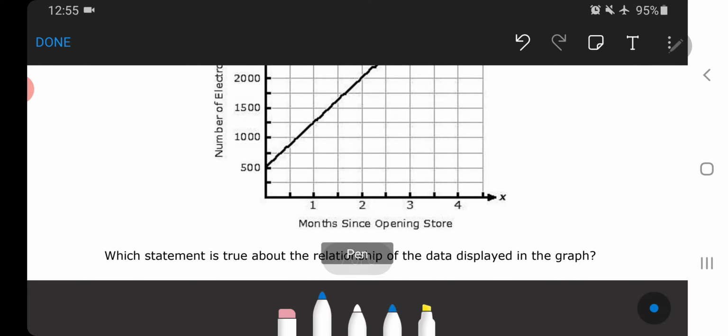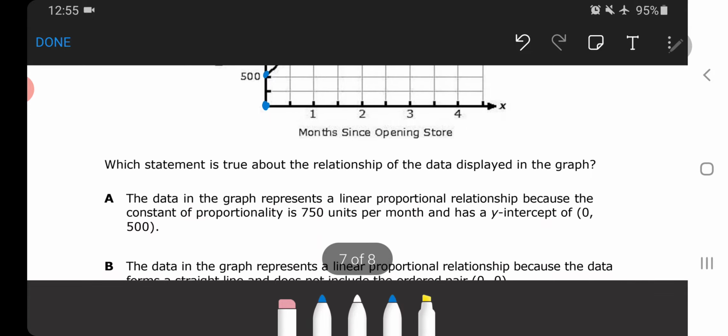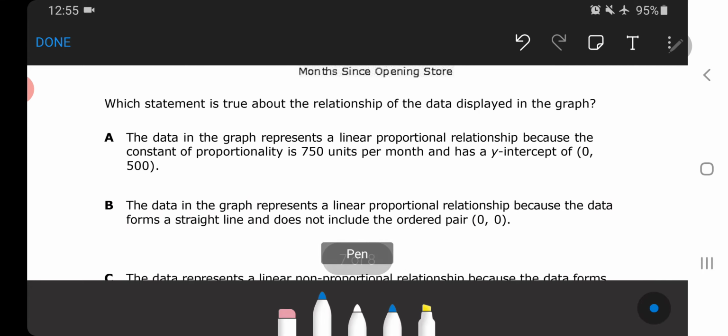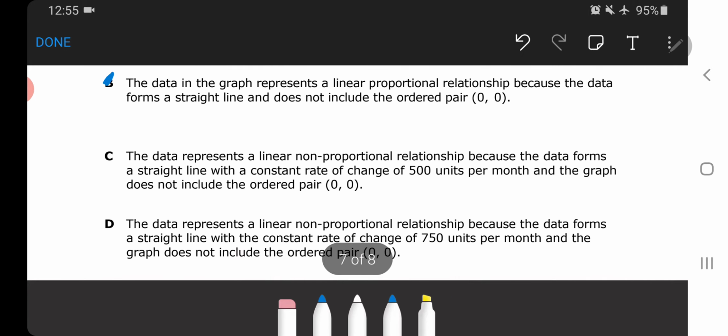Well, if it were proportional, it would go through this point right here, 0, 0, it would go through the origin. We see that it doesn't. It actually has a y-intercept of 500. So therefore, we know that it is non-proportional. So A and B are eliminated. Let's finish off C and D and see what they want.